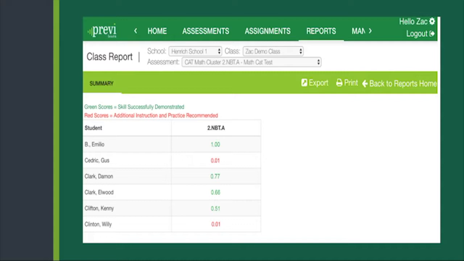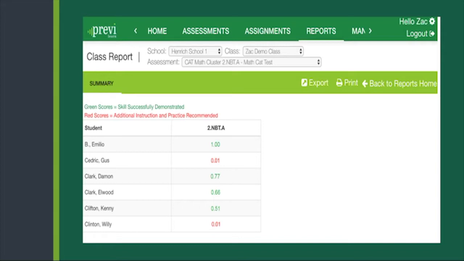When interpreting and using the computer adaptive individual student data, please note, a score below 0.5 indicates that additional instruction and practice is recommended. The closer the score is to 0.5, the closer the student is to successfully demonstrating the skill. The closer the score is to 0, the more likely it is that more intensive instruction and practice is needed. A score greater than or equal to 0.5 indicates a student has successfully demonstrated the skill. The closer the score is to 1, the more likely it is that the student's strengths are greater.